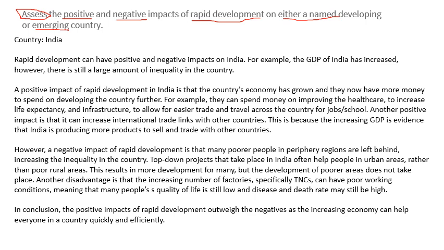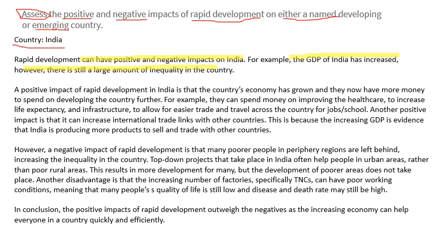Okay, so let's have a look. Well, straight away we've got the country India in there. So that's really, really positive. Now they've started off with an introduction. What they've done is it said it can have positive and negative impacts on India, and it started to give examples. Now you don't need an introduction, but this is really good because it sets your answer up well.